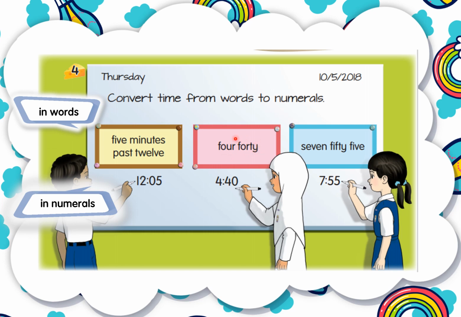How about 4:40? 4 refers to the hour, so 4 hours, the colon, and 40 written as 40, so 4:40. 7:55 means the first 7 refers to the hour. So we write down 7 for the hours, the colon, 55 written as 55, so 7:55. Easy, right?